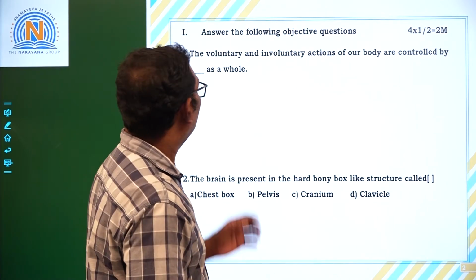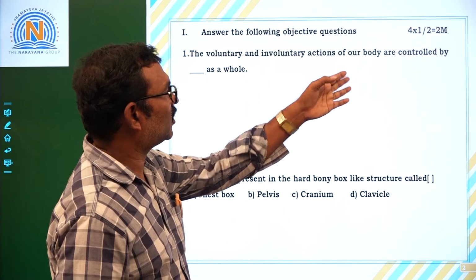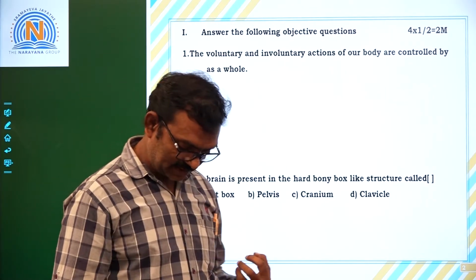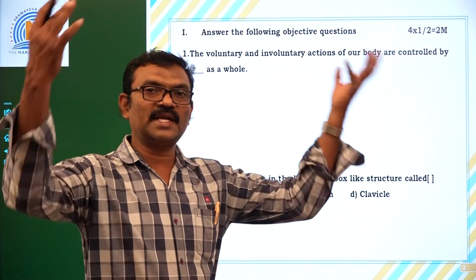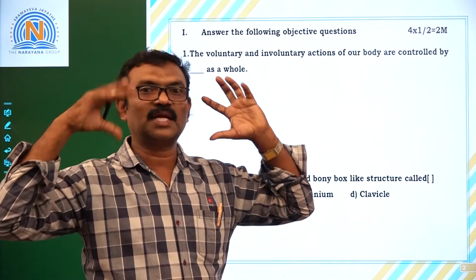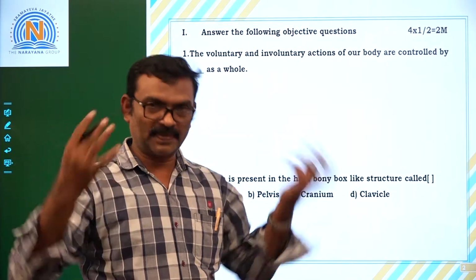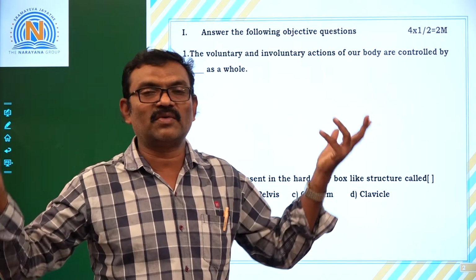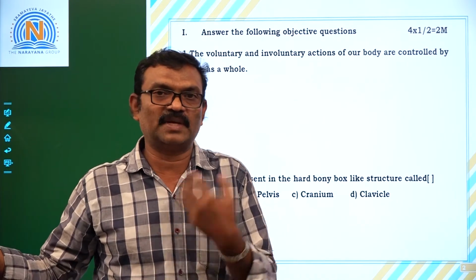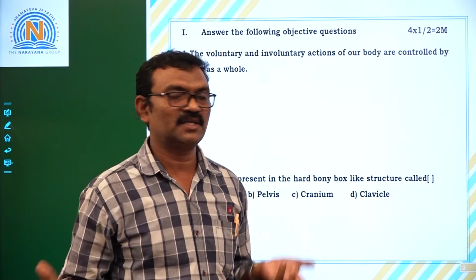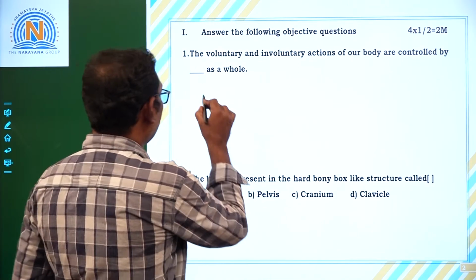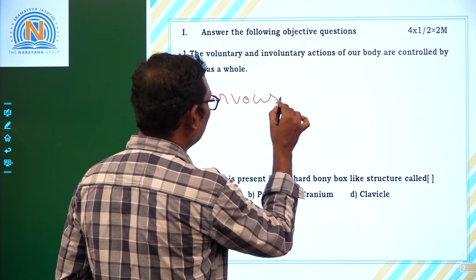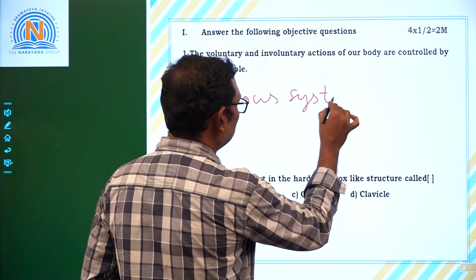First question. The voluntary and involuntary actions of our body are controlled by dash as a whole. Voluntary actions are by our will, that means by our purpose. Purposely if we do anything, that is called a voluntary action. But without our involvement, if any action is carried out by our body, that is called involuntary action. That is conducted by the nervous system.